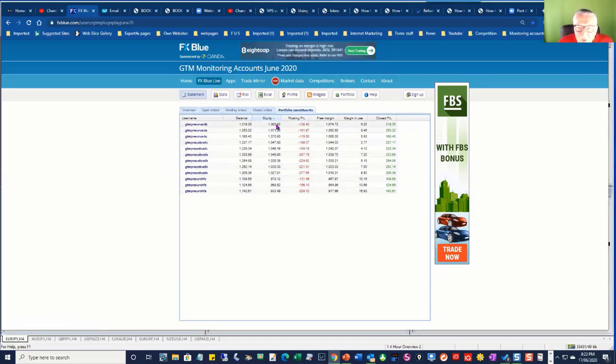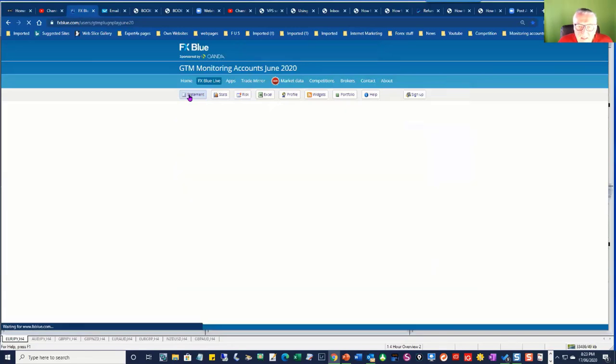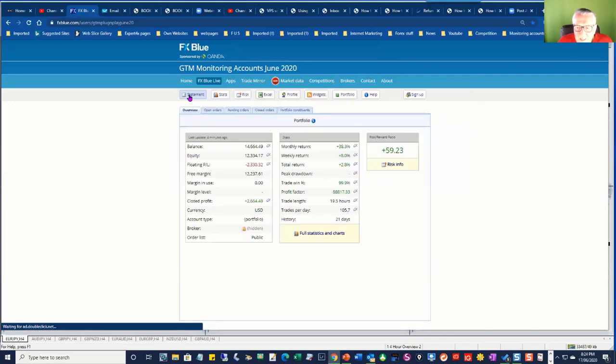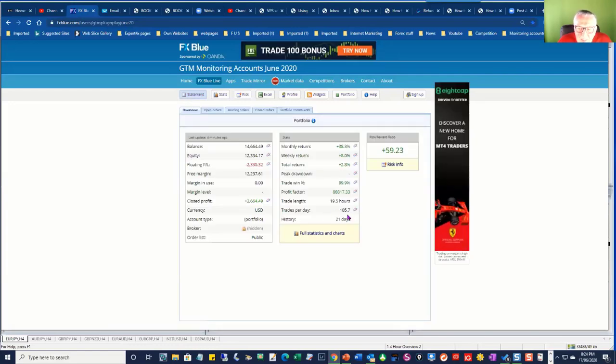And if we go and have a look at some of the trades, well, we can look at the overall situation first, and let's have a look at what's happening. You can see there are 105 trades a day. So those 12 currencies are generating almost 10 trades a day. So that's pretty good. A lot of trading going on.